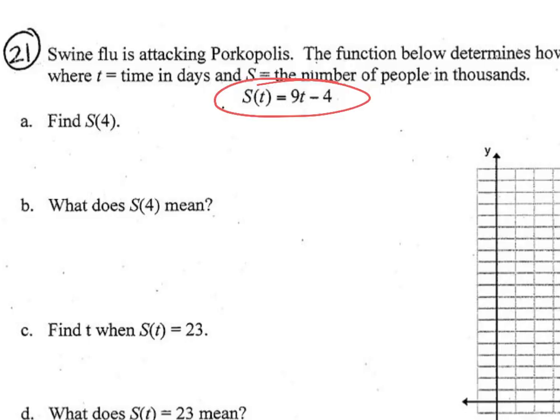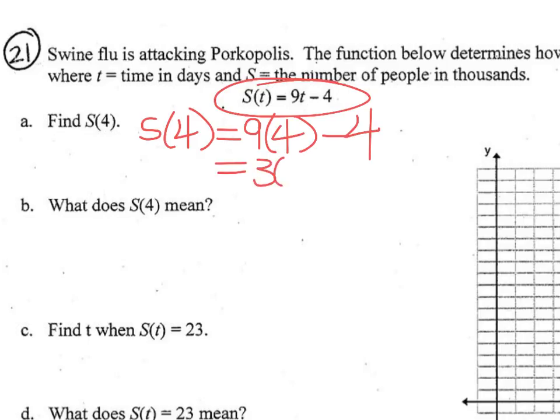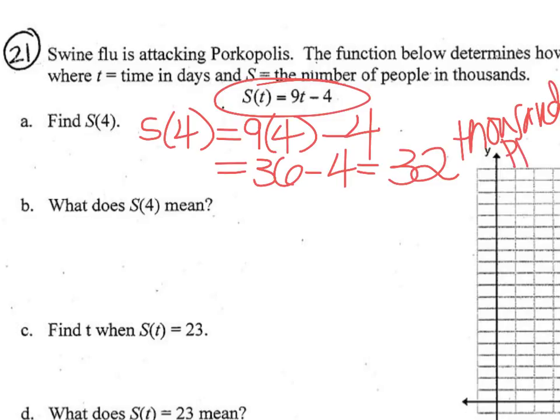Part A is asking us to find S of 4. So we want to know what is the number of people in thousands when time in days is 4, when T is 4. So we would say S of 4 equals 9, and every time we see a T, we want to plug in 4, minus 4. So when we're evaluating functions, we plug that number in for our variable. So we get 36 minus 4 equals 32, and this is in thousands of people. So 32,000 people is our answer there.